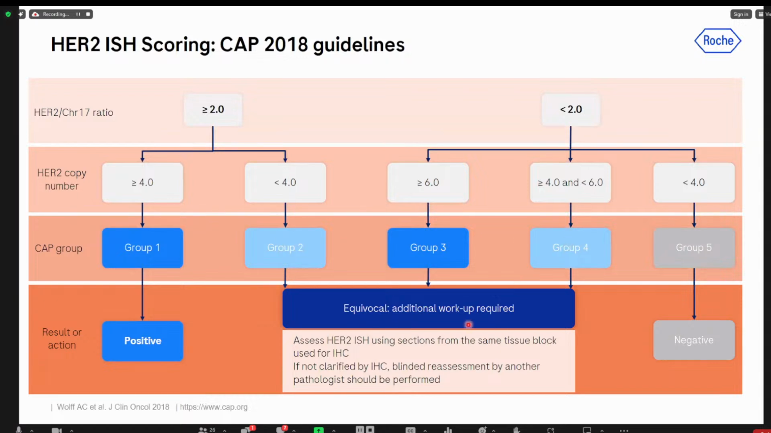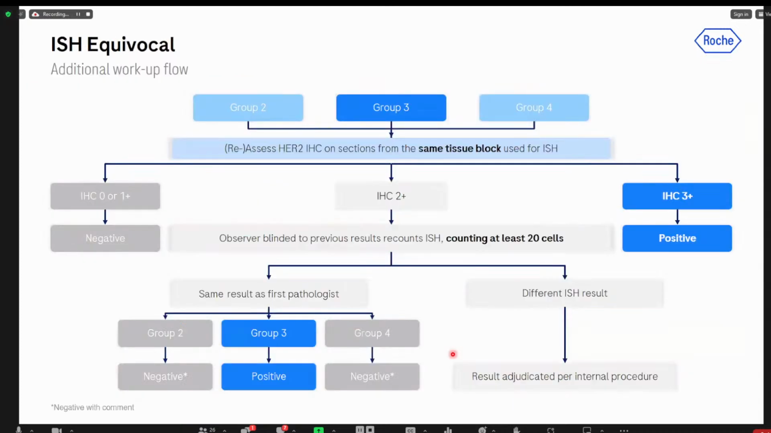The main point is that for all these 3 groups, you really can't just report it. You have to do an additional workup. And the first step in that workup is really to go back to the immunohistochemistry and re-evaluate. Is this really a 2+, or was it honestly more of a 1+, that you were just too scared to call 1+, so you called it a 2+? Or maybe it was even a 3+, maybe on the weaker side, but according to definitions you could actually call it a 3+.